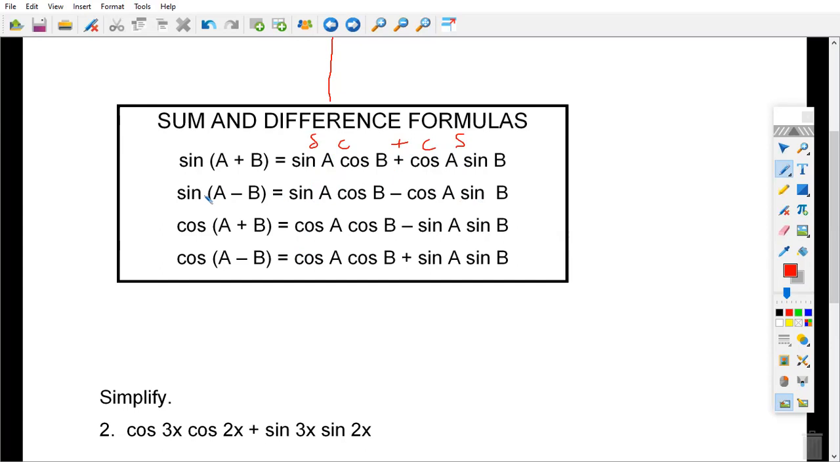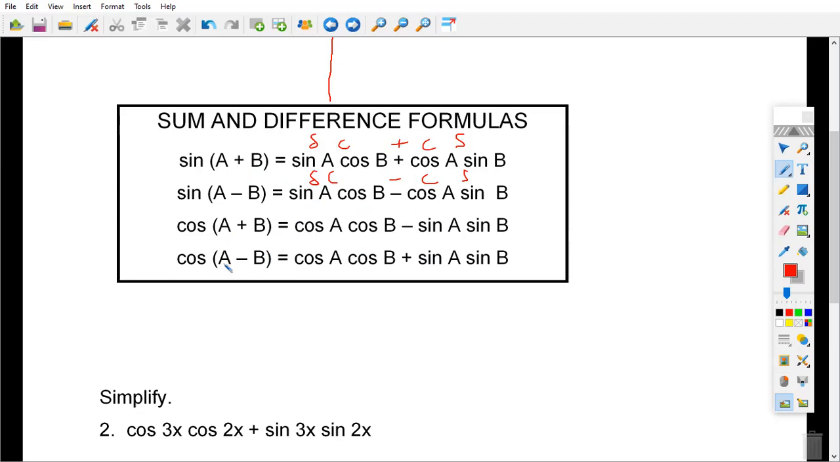If I'm subtracting, sine of A minus B is going to be SC minus CS. Sine and cosine, cosine and sine. Nope, it only has sine and cosine. It doesn't separate that way. This is how they separate.